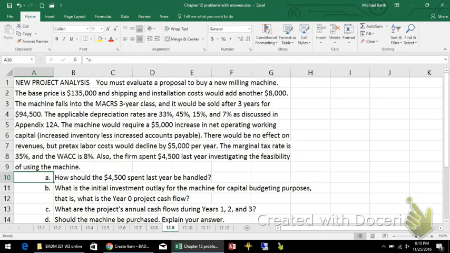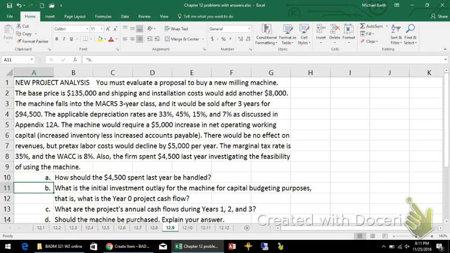The firm spent $4,500 last year investigating the feasibility of using the machine. That's a sunk cost, that last part. Whether you buy the machine or don't buy the machine, you can't get back that $4,500. That money's gone, and you can't sell the report to anybody else, so it has no value. And it won't change. If you buy the machine, it won't affect that $4,500. If you don't buy the machine, it won't affect that $4,500. That's how sunk costs work. If the decision doesn't change the cash flow, then it's a sunk cost.